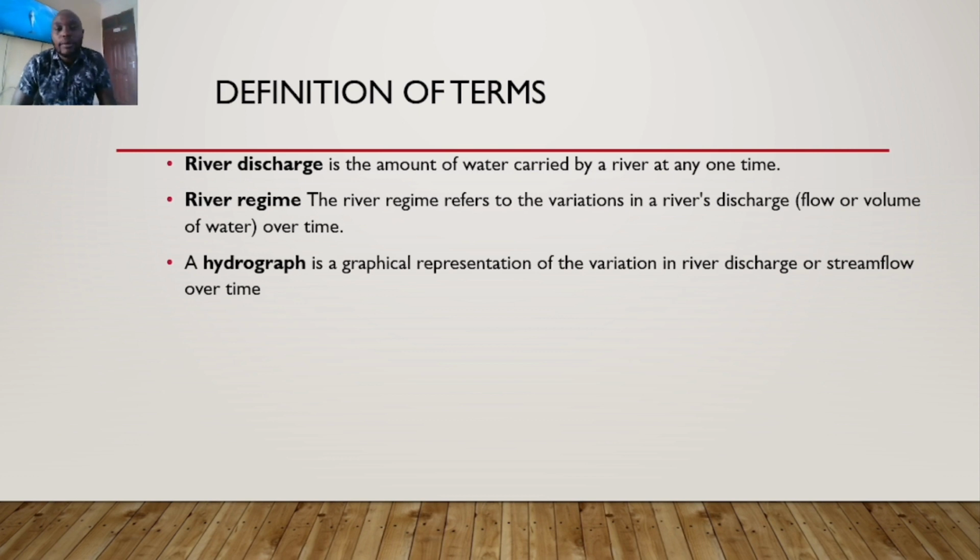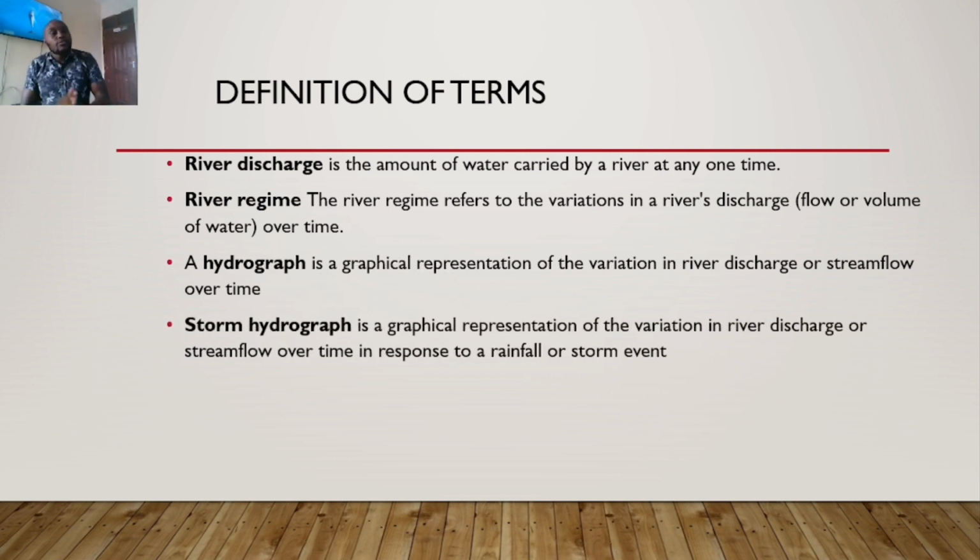Okay, then we talk about a hydrograph. A hydrograph is a graphical representation of a river regime. Because we've said a river regime is the variation in river discharge over time. So a hydrograph is a graphical representation of that river regime. When you take that river regime and present it in a graph, that's what we call a hydrograph. I think it's so clear.